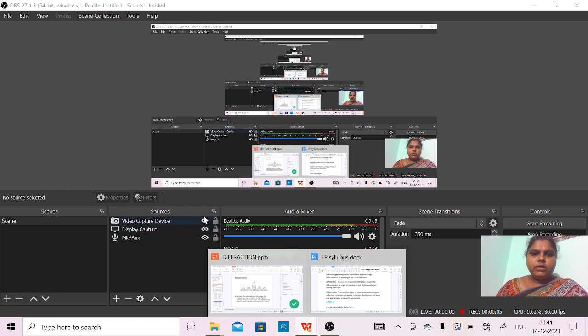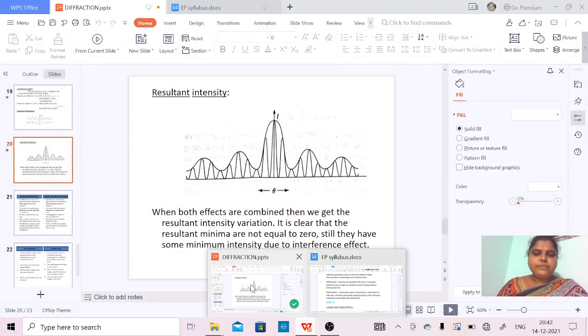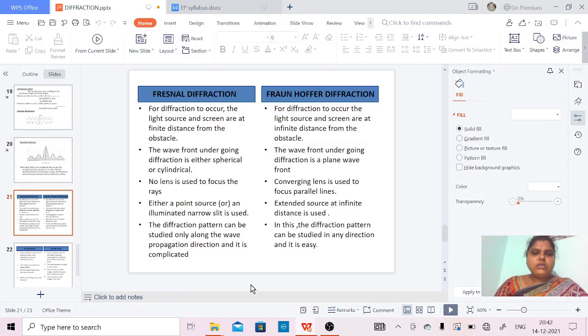Hi students. Today we are discussing the difference between interference and diffraction, as well as Fresnel's and Fraunhofer diffraction. So there is a difference between Fresnel's diffraction and Fraunhofer diffraction. What was that? Let us see.